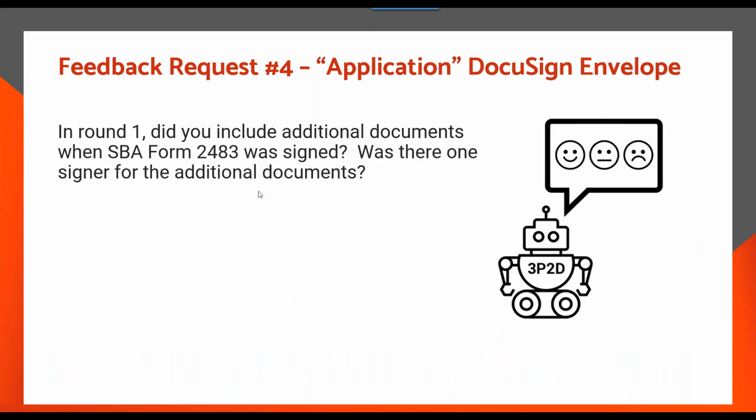So this is our next area of feedback that we'll be interested in, especially as it relates to round one. When you got your 2483 signed, were there other documents that you included as part of that envelope that you sent out? And the other question is if there were multiple signers. Spark currently has this constraint where we only support one signer when working with DocuSign templates. In the future, we plan on correcting that, but obviously for PPP, since it's happening now, we will still only be able to support automating one signer.